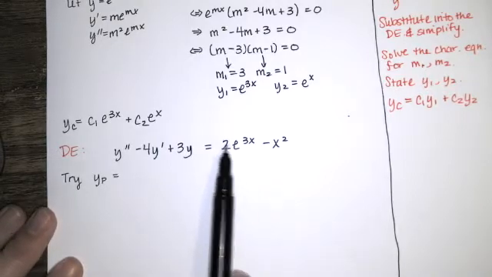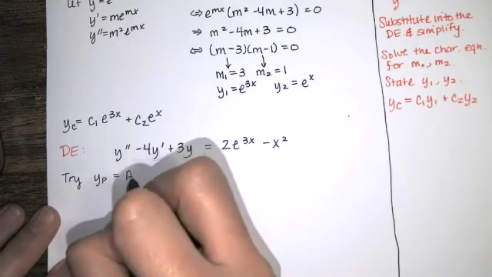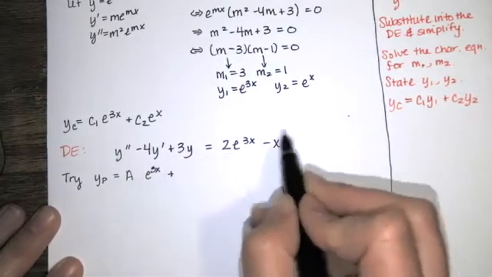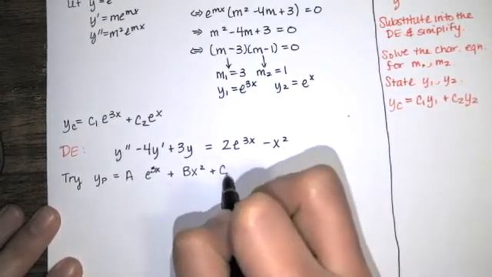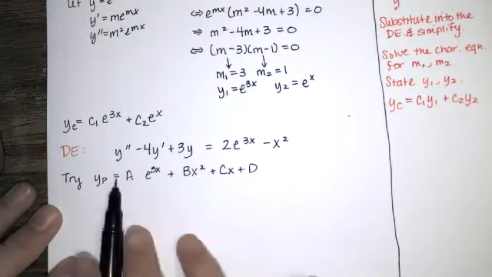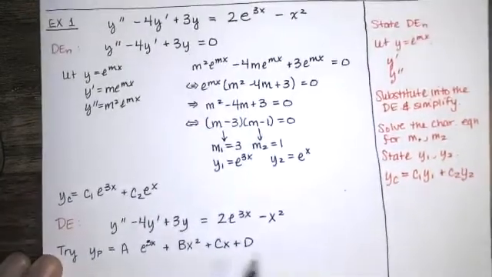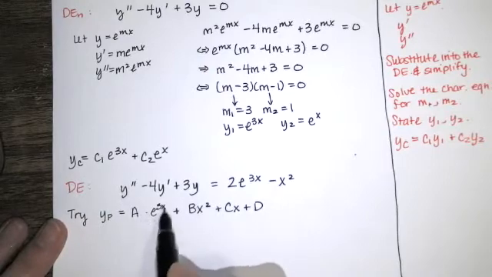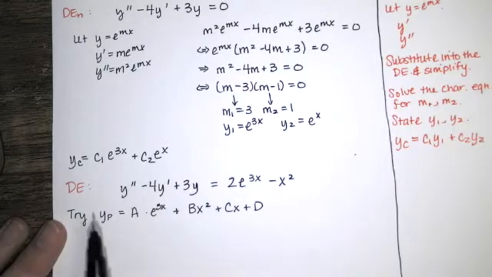Okay, so I look at the right-hand side and I see a constant times e to the 3x. So I'm going to guess a constant times e to the 3x. And then over here, I see a second degree polynomial. So I'm going to guess a second degree polynomial, bx squared plus cx plus d. Now, if I substitute this into the differential equation, it turns out that this is not going to work because a constant times e to the 3x is actually a part of that y sub c.